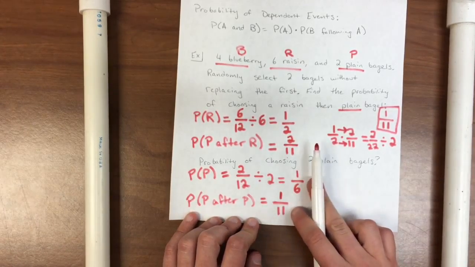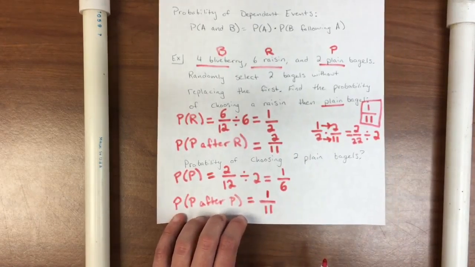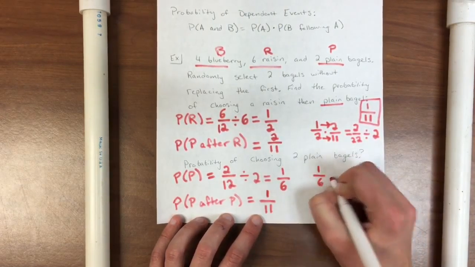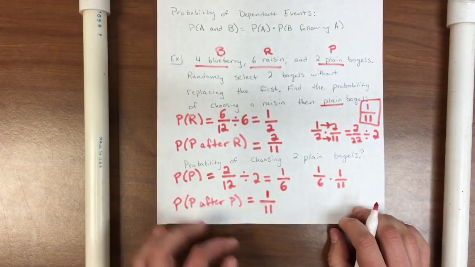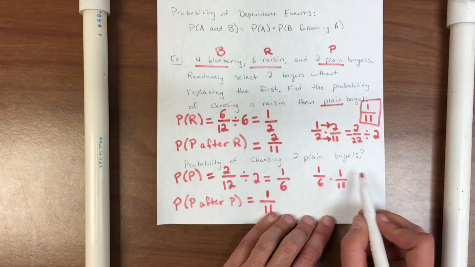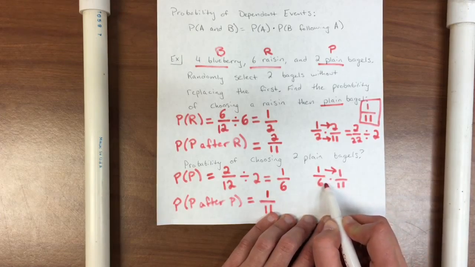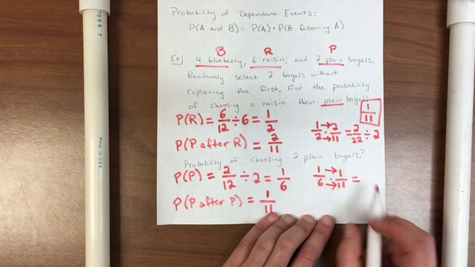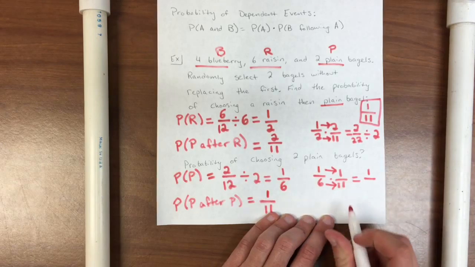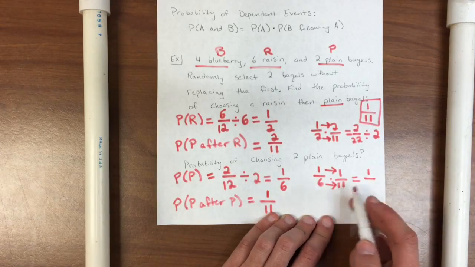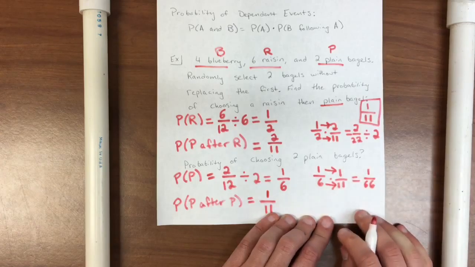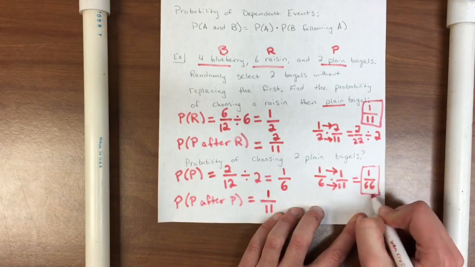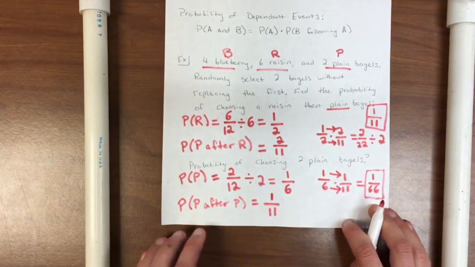Now what do I need to do with my 2 probabilities? Multiply them together. So we're going to have 1 over 6 times 1 over 11. How do we multiply fractions? Straight across the top and straight across the bottom. On top I have 1 times 1, which gives me 1. On the bottom I have 6 times 11, which is 66. So the probability of choosing 2 plain bagels in a row is 1 over 66.